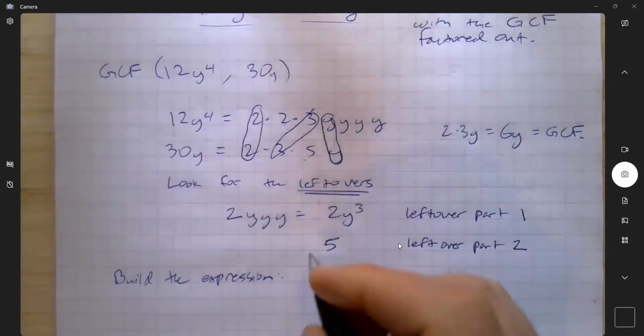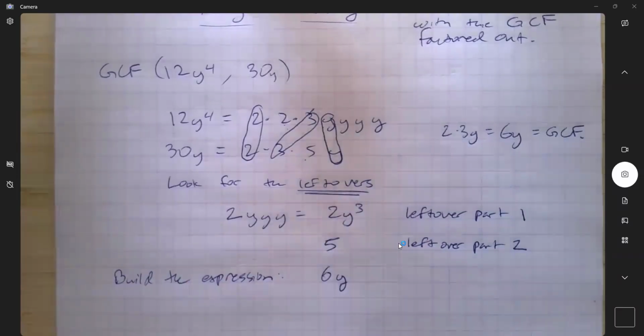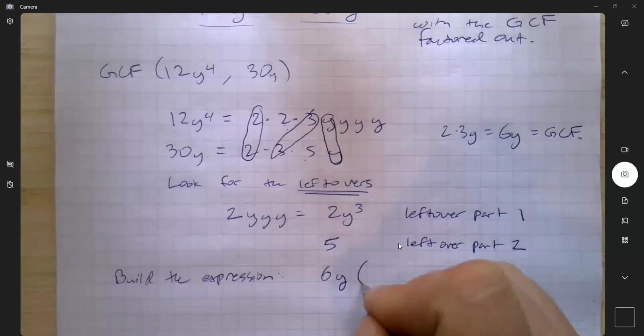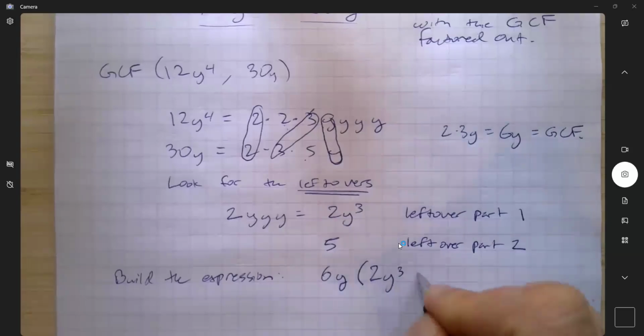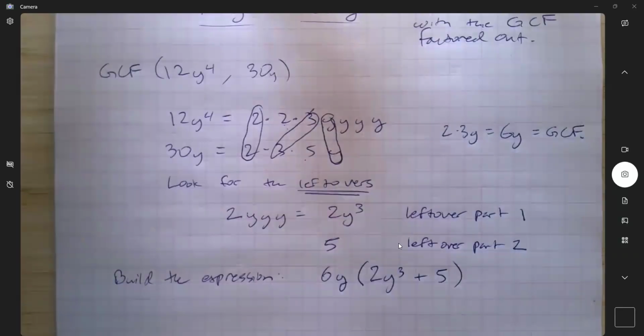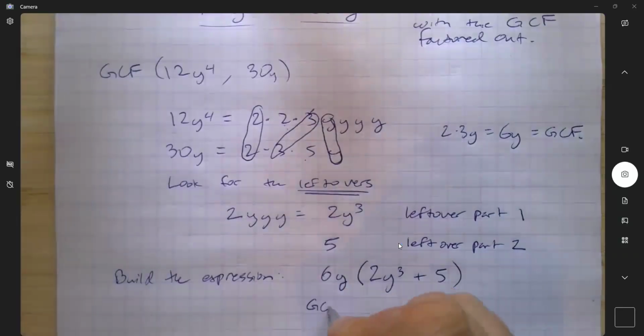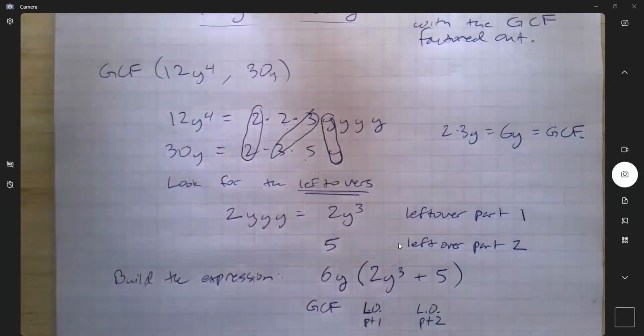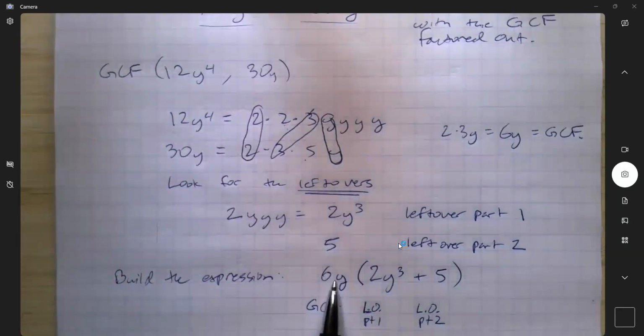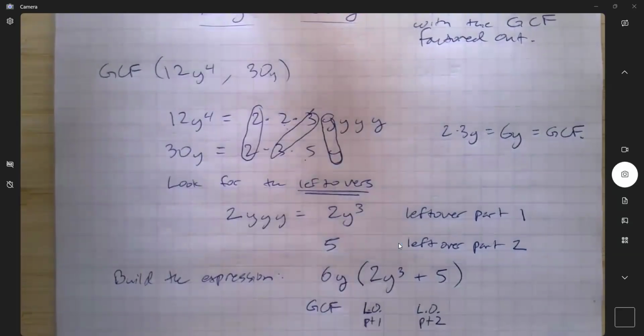You take your greatest common factor and you put it out in the front. Then you open a parentheses and you add in your leftovers. GCF, leftover part 1, and leftover part 2. 6y times a quantity 2y cubed plus 5 is the expression with the greatest common factor factored out.